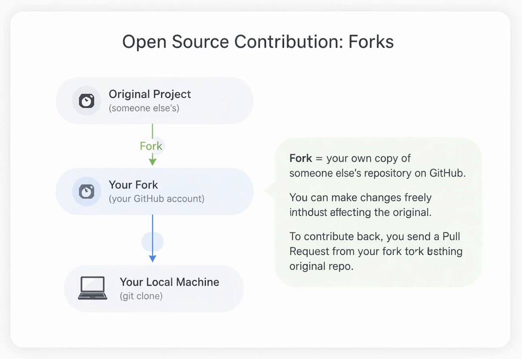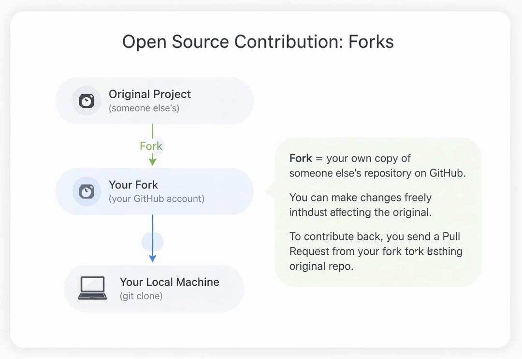Before we move on, let's briefly touch on something that was mentioned: forks. When you want to contribute to someone else's open source project on GitHub, you can't just push directly to their repository. Instead, you fork it. A fork creates your own personal copy of their repository on your GitHub account. You then clone your fork to your local machine, make your changes, push to your fork, and then send a pull request to the original project.